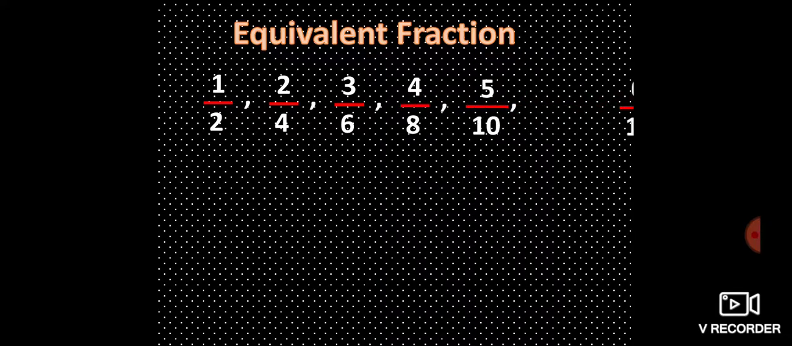Okay, equivalent fractions. Here you can see some fractions: 1 by 2, then 2 by 4, next 3 by 6, 4 by 8, 5 by 10, 6 by 12, etc. Any speciality can you see here? 1 by 2, 2 by 4, 3 by 6. Here you can see the numerators 1, 2, 3, 4, 5, 6, etc., and 2, 4, 6, 8, 10, 12, etc. are the denominators.